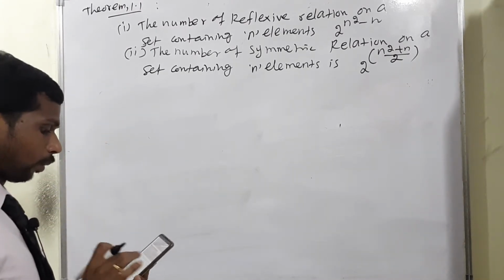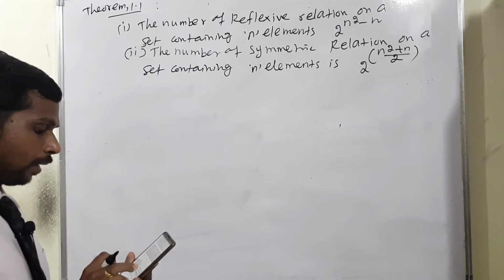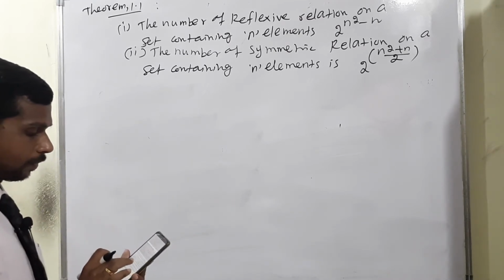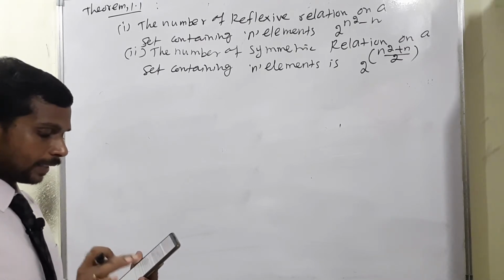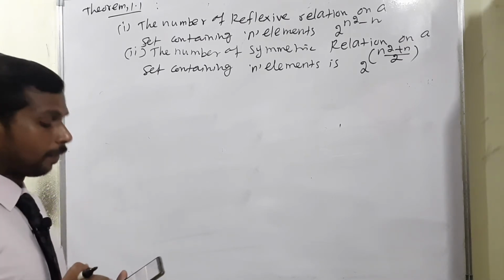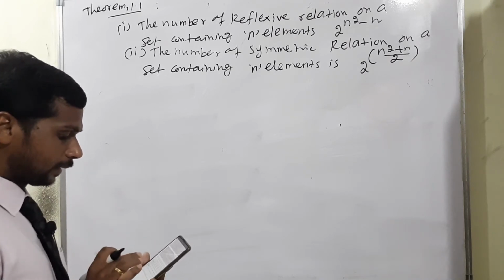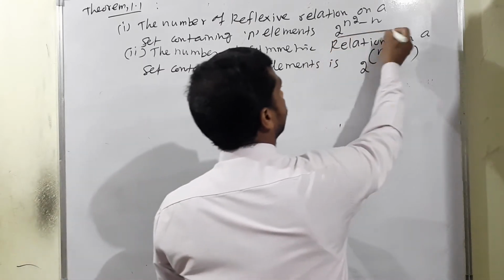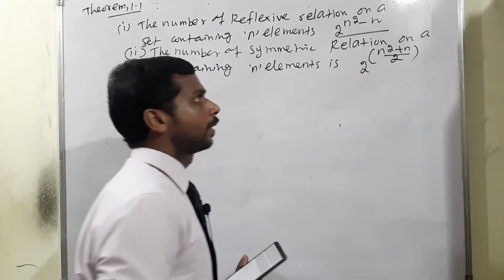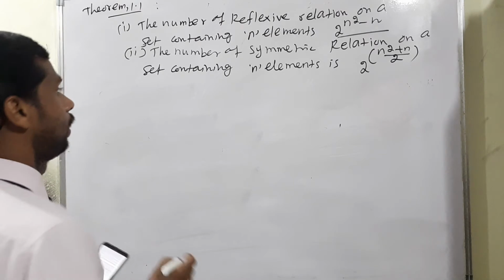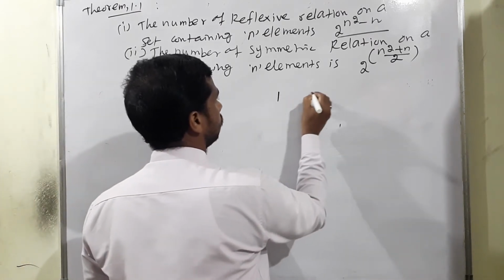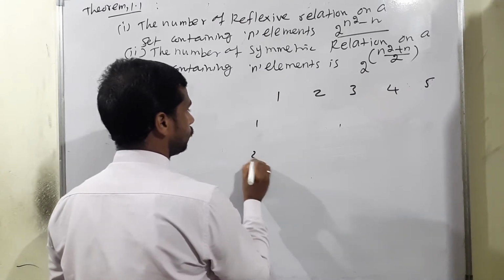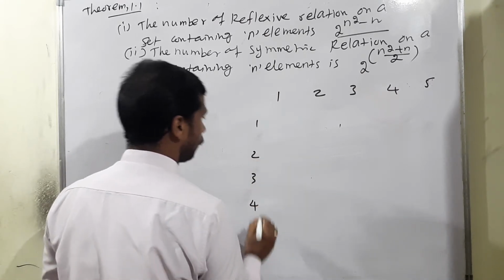Now I am moving to another point. How to prove it? Taking A equal to B, the result is that the number of relations on a set containing n elements is 2 to the power n square. Then another condition is the number of reflexive relations on a set containing n elements. We have the result 2 to the power n square minus n, and at the same time 2 to the power n square plus n by 2. Listen, I have taken 1, 2, 3, 4 and 5, then 1, 2, 3, 4 and 5.